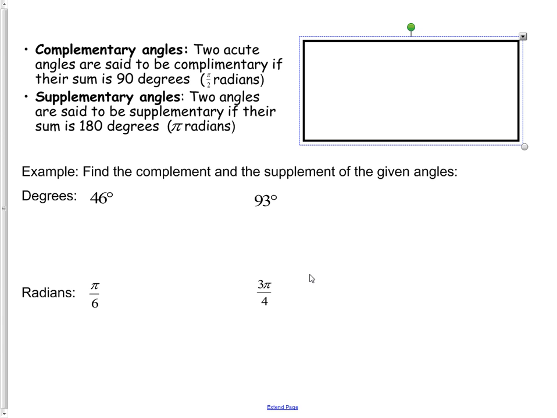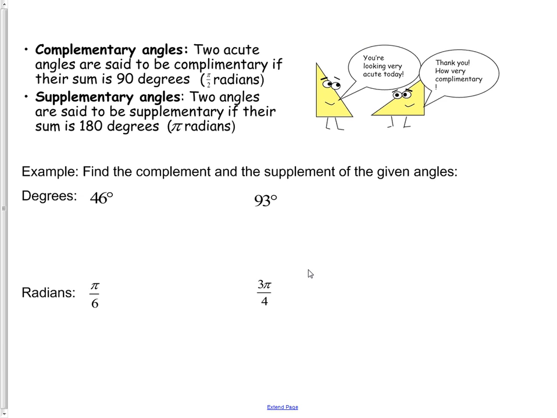And the way I remember this one is that a little joke says that if I had a 60-degree angle walking down the street one day, he saw a 30-degree angle, said, "My, you're looking awfully acute today." The other one said, "Thank you, how very complimentary." And they were right.